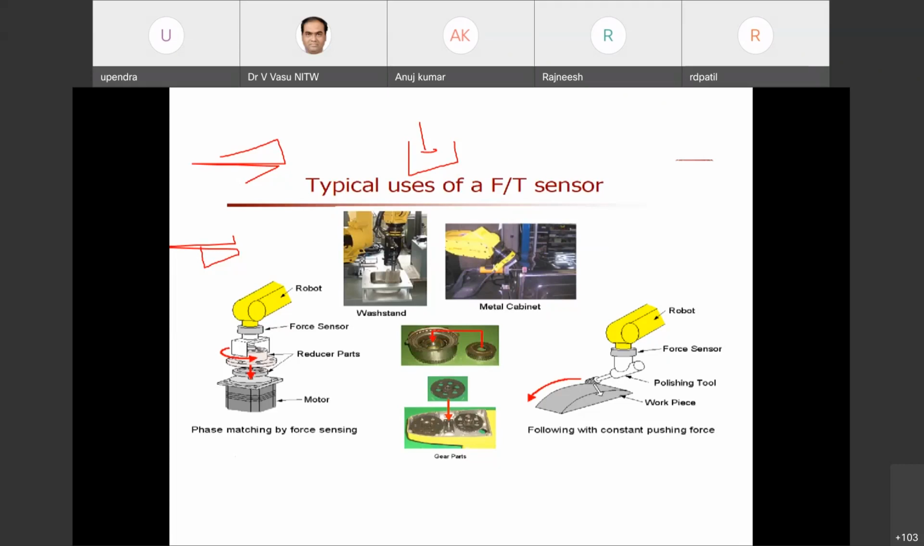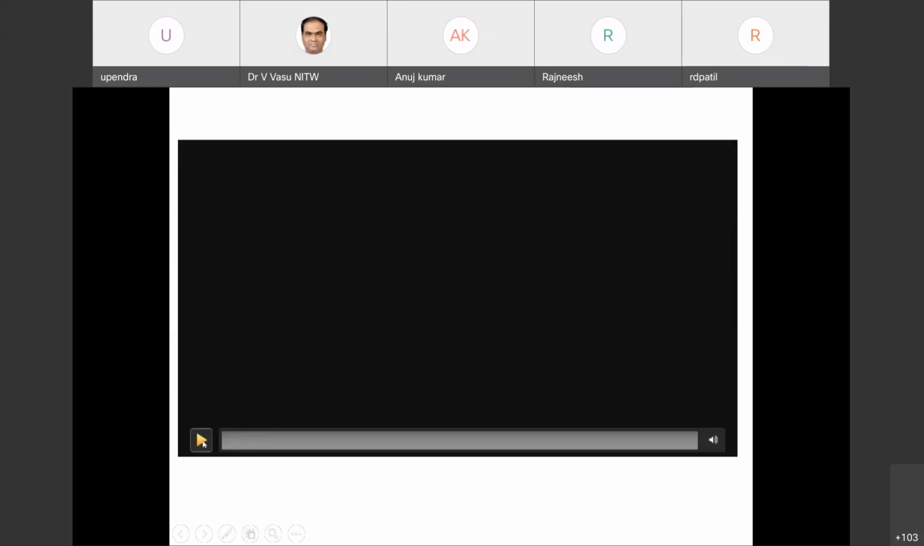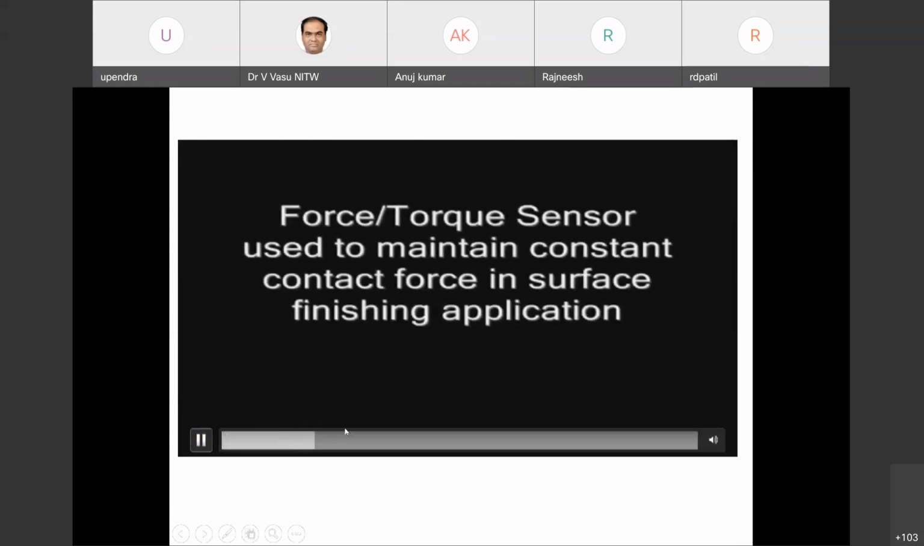Similarly, there is a polishing operation. Suppose there is a crankshaft and I want to give some polishing to it. A grinding wheel is rotating, and if you keep the crankshaft on this grinding wheel and apply force on it, then grinding occurs. To measure that, you need this force sensor and torque sensor.